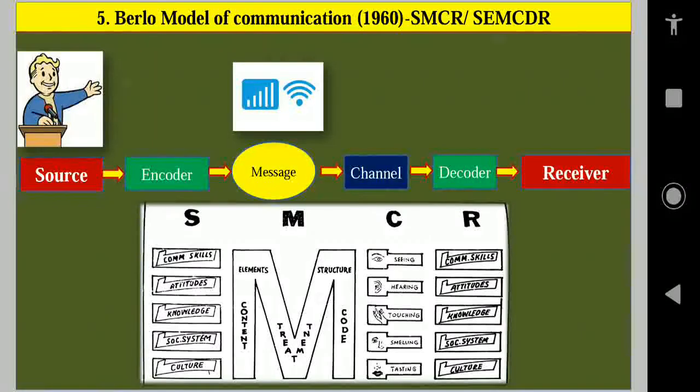Here, in this model, communication is seen as a continuous process in which noise is reduced by a process called feedback. As stated earlier, this model includes 4 elements. Already we have discussed this.